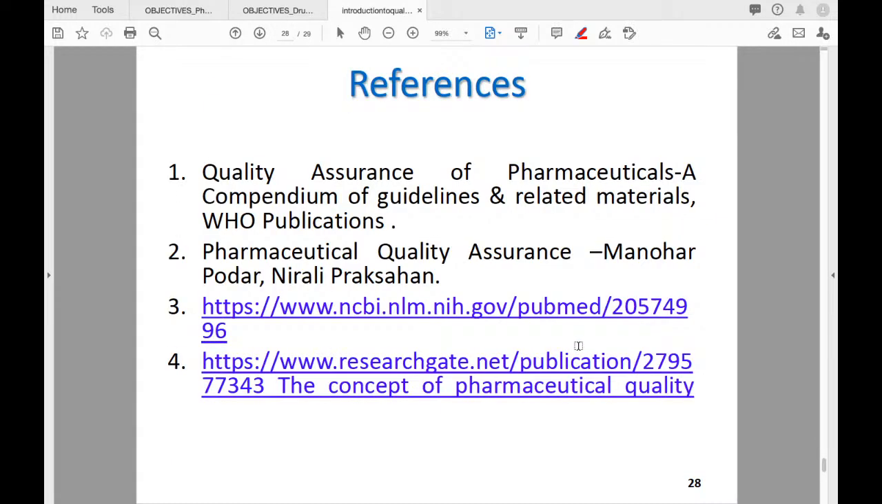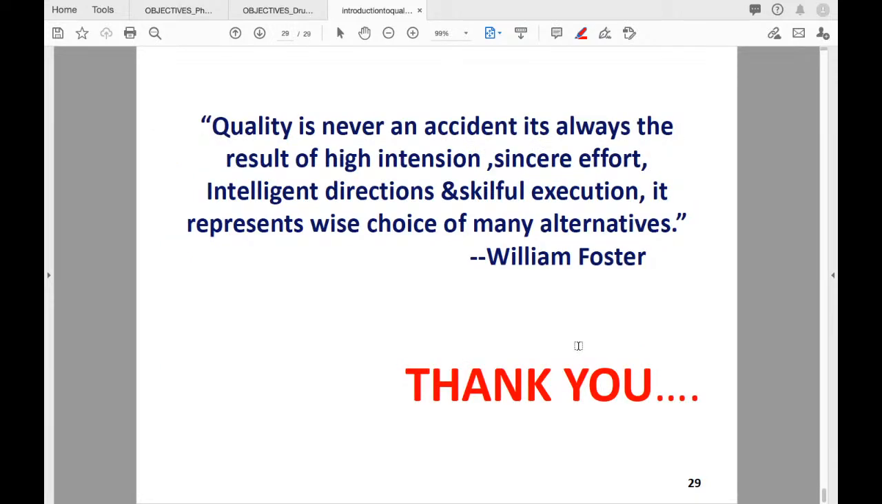So these are some references related to that. You can have a look. In the last, William Foster has said that quality is never an accident. It's always the result of high intention, sincere effort, intelligent direction, and skillful execution. It represents a wise choice of many alternatives.